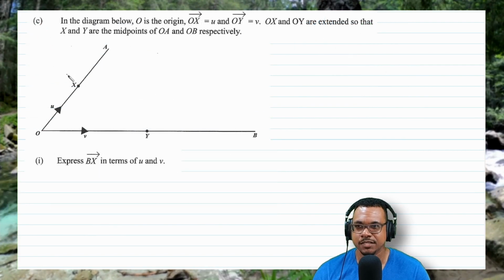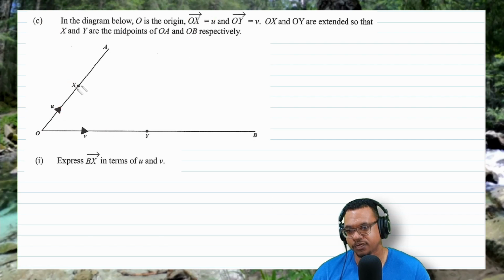All right, so moving on to part C, which is the vectors question. We have in the diagram below, O is the origin, so that's the origin here. OX is equal to u, so O to X is u. X is right here, not all the way up. And we have O to Y is v. So OX and OY are extended so that X and Y are the midpoints of OA and OB respectively. X is the midpoint, the halfway point from O to A, and Y is the midpoint, the halfway point from O to B.